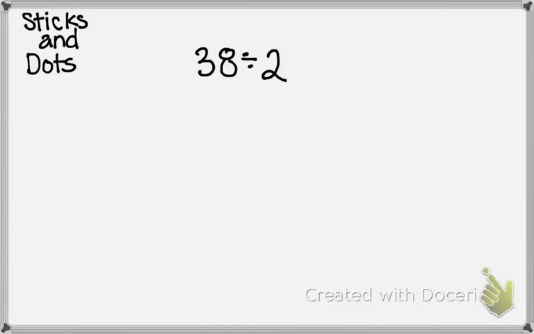This is a quick review of sticks and dots. We have 38 divided by 2. To start, we need to take our 38, spread it apart a little bit, and put it inside the long division sign. Then we put the 2 along the outside.